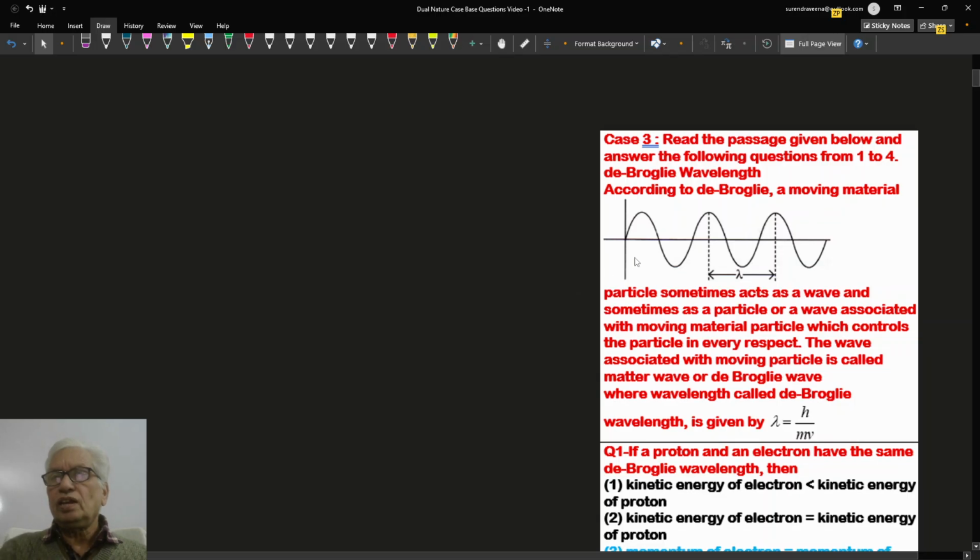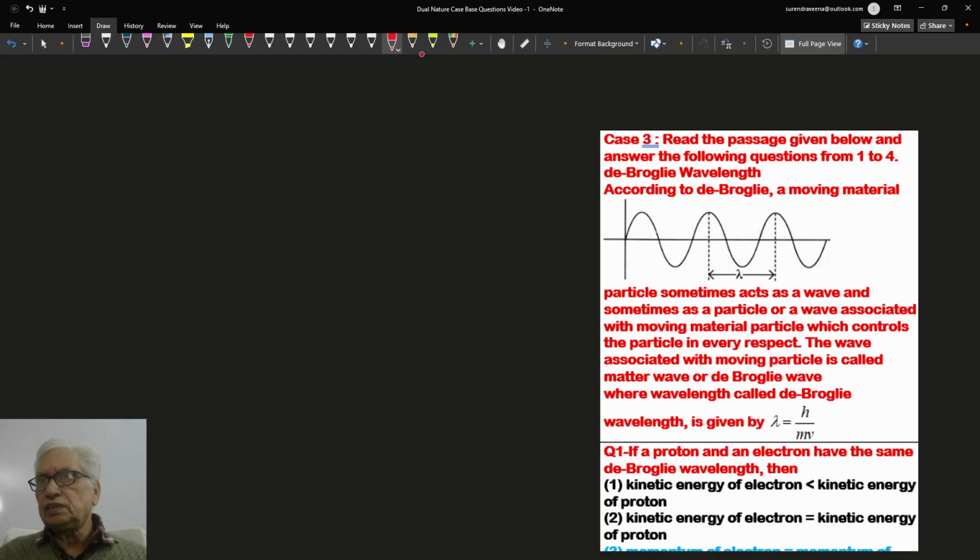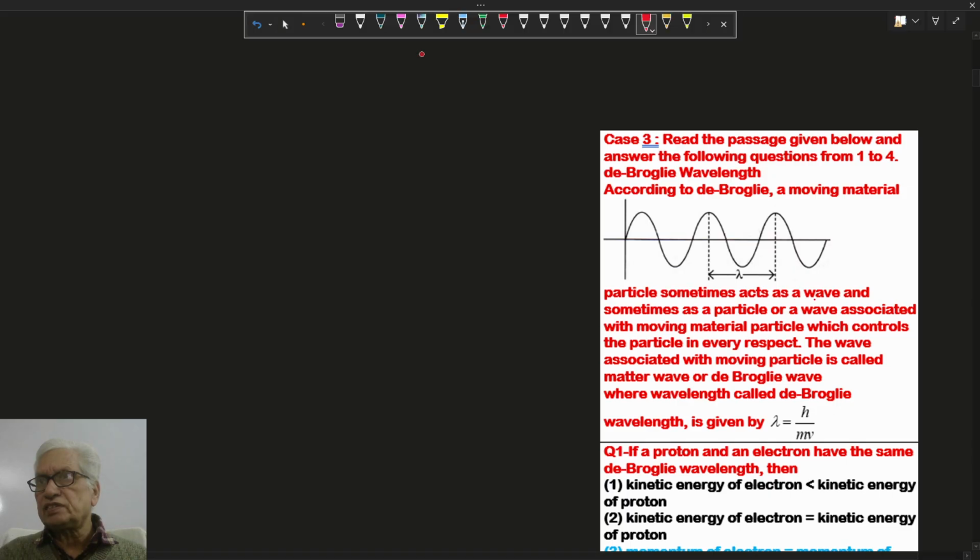Hello. This is the graph and de Broglie wavelength for the material particle, sometimes as a wave or sometimes as a particle. That's why it is called dual nature. The de Broglie wavelength given by lambda is equal to h upon mv, where v is the speed or velocity, mv is the momentum.